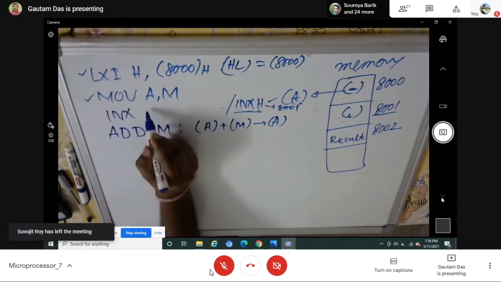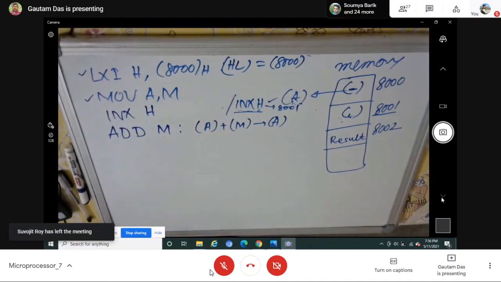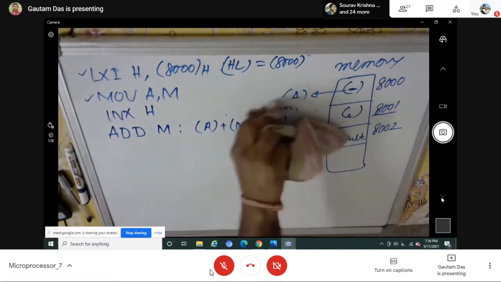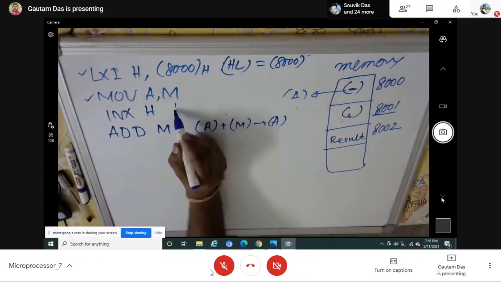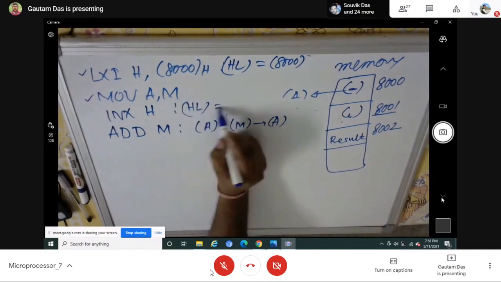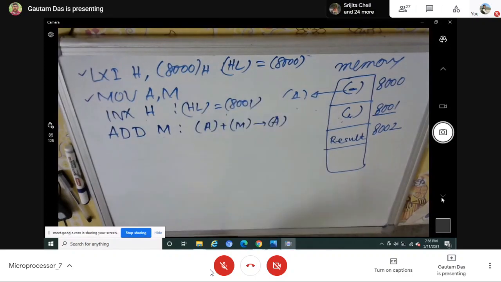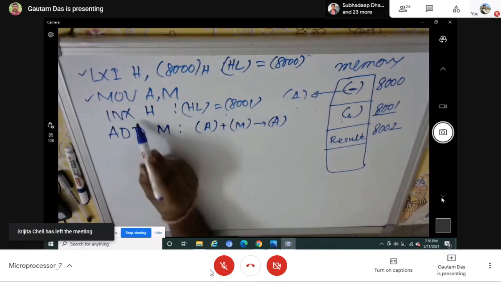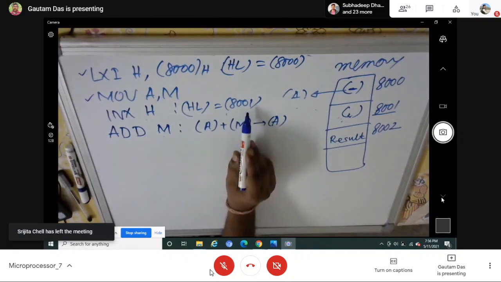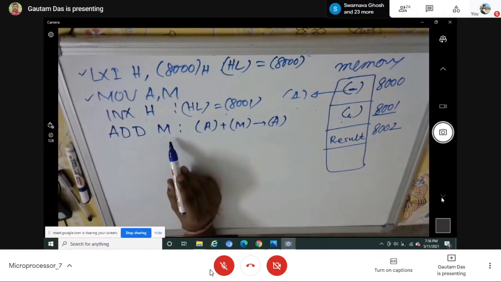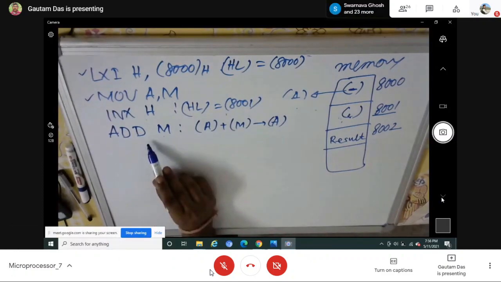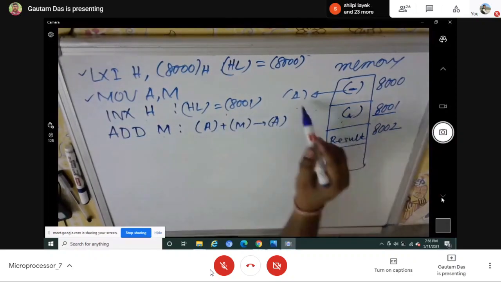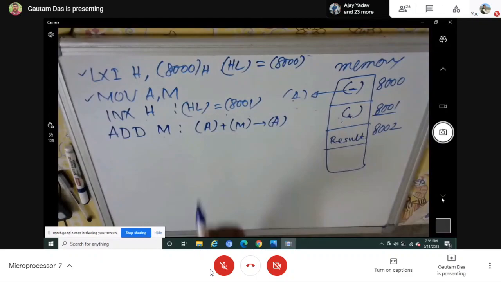You must use INX because after this instruction also your HL content will become 8001, because HL is incremented by 1. Earlier it was 8000, INX incremented it by 1, and it became 8001. Now ADD M means the accumulator content is added with the memory content whose address is 8001. That means this data is added with the accumulator. That means you are adding correctly.